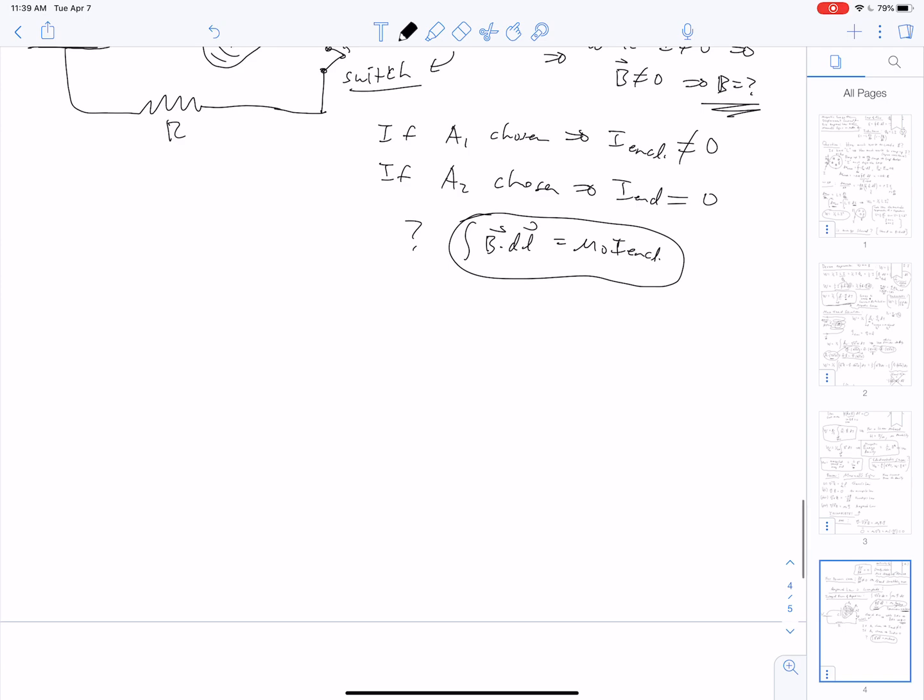But it turns out that there's a way to fix it, because this is just another way of saying that Ampere's law is incomplete. ∇ × B equals μ0 J is incomplete.